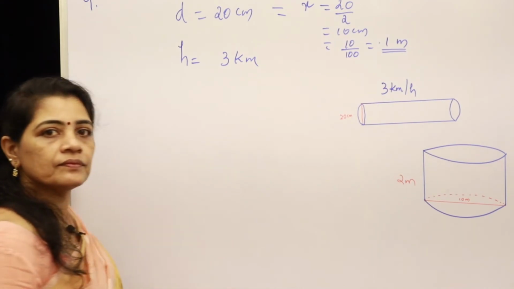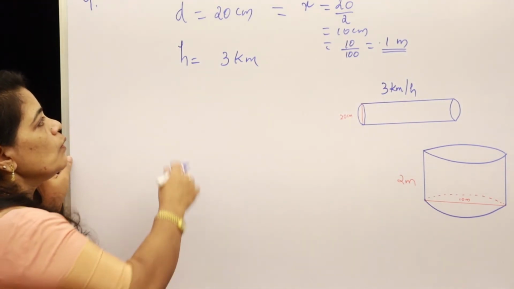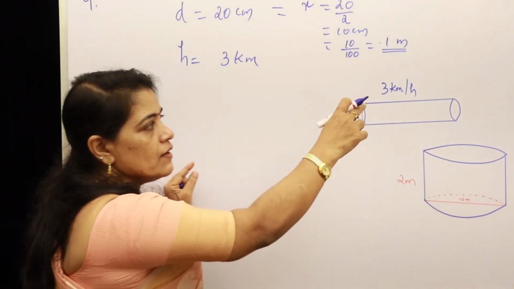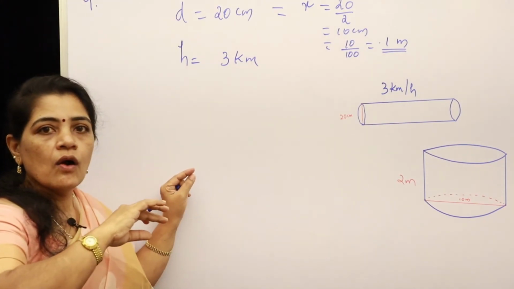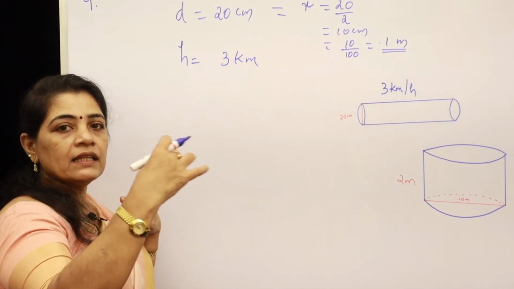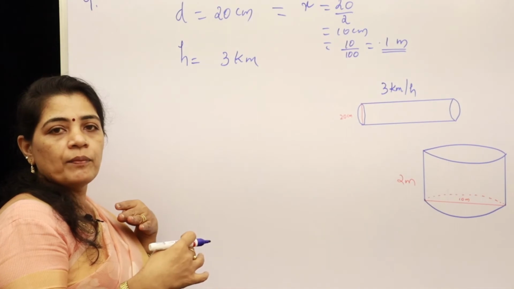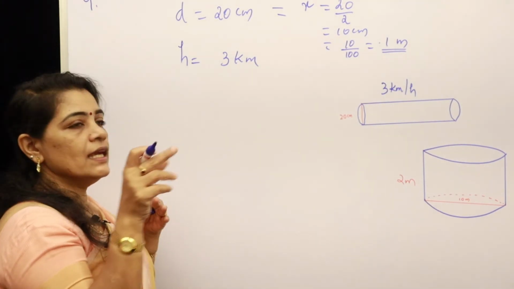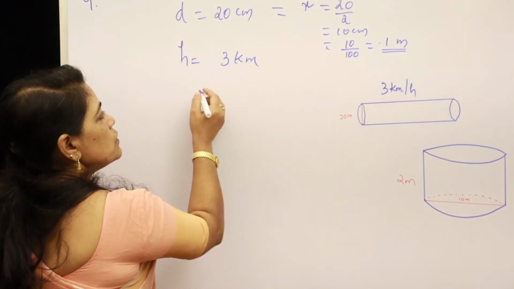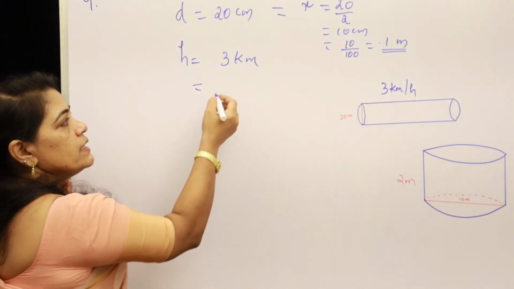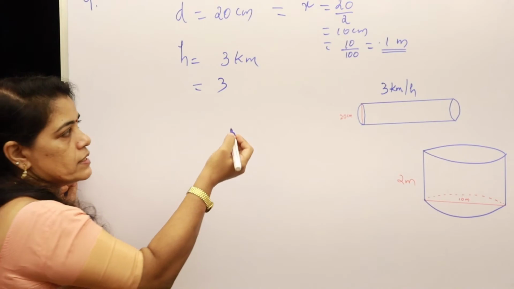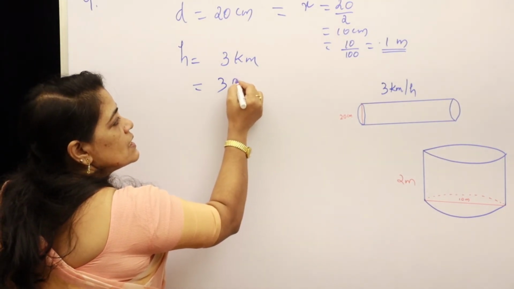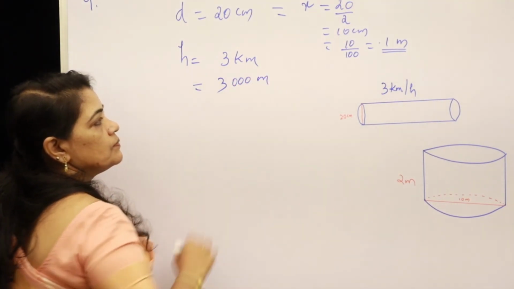Okay? Yes. Now, height, the speed being given as 3 kilometer, you can take the height or length of the pipe as 3 kilometer. That is, in 1 hour 3 kilometer. So you have to convert that also into meters by multiplying with 1000. So 3 into 1000 is 3000 meters.